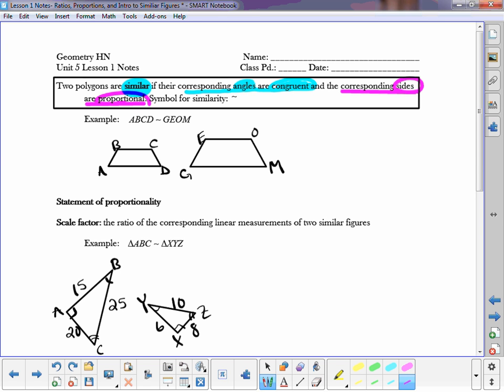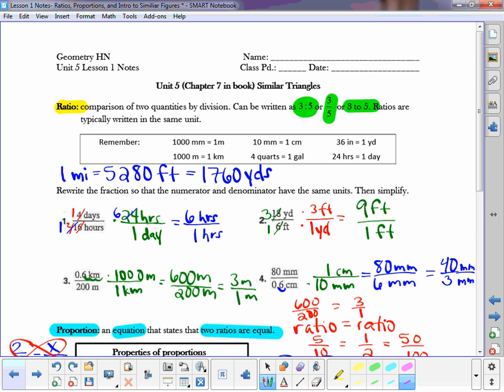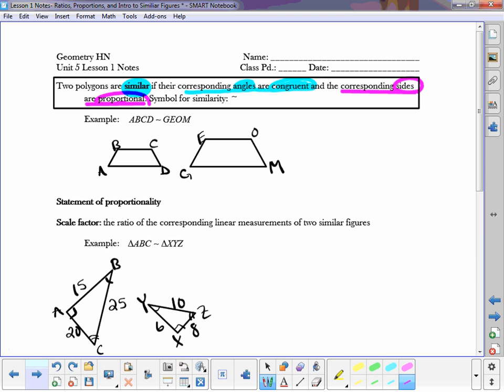So again, two polygons are similar if their corresponding angles are congruent. That's still the same as before. But now their corresponding sides are proportional. So let's take a look at what it means, again, to be proportional. A proportion is an equation that states two ratios are equal. So if I have sides that are proportional, that means that the corresponding sides have the same ratio.